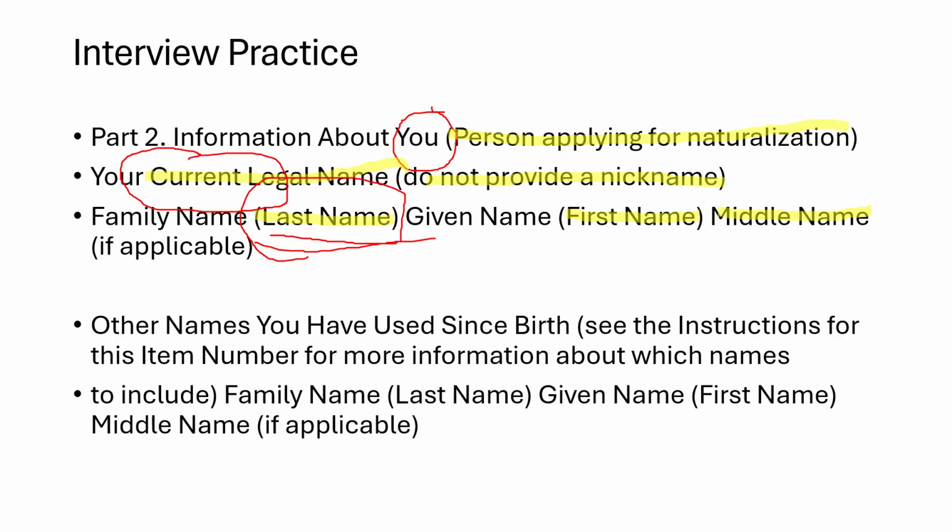Now, in addition, there's a space to put other names you have used since birth. You put whatever is on your birth certificate. If everybody calls you Bobby, this is where nicknames would be included. Other names you have used.